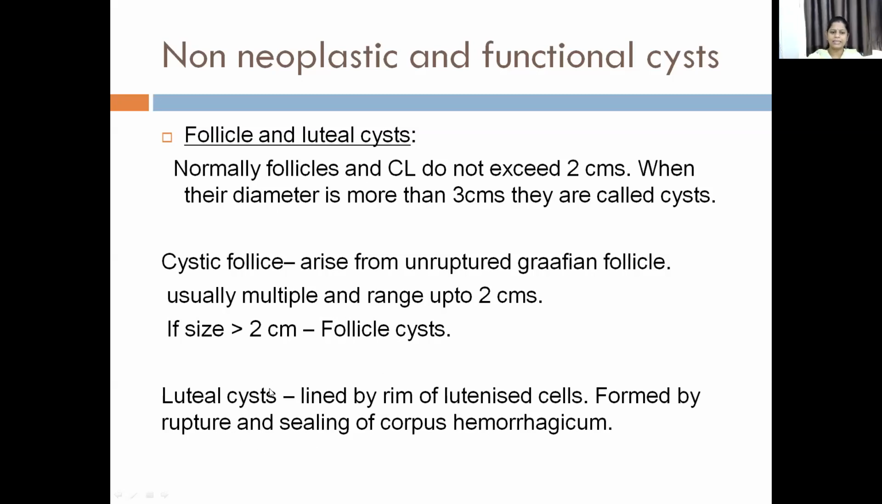There is another entity called luteal cysts. What are luteal cysts? They are the same as the cystic follicles, but the difference is that the inner rim of the cyst is lined by luteinized cells. They are formed by rupture and sealing up of the corpus hemorrhagicum.